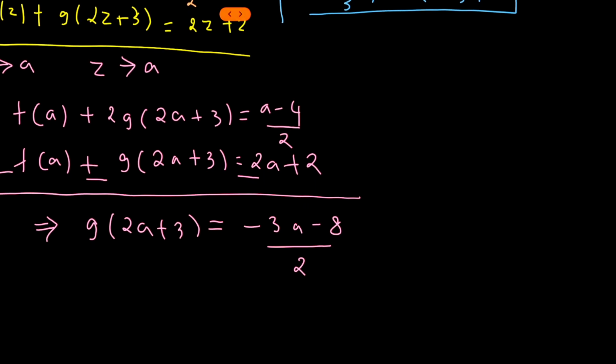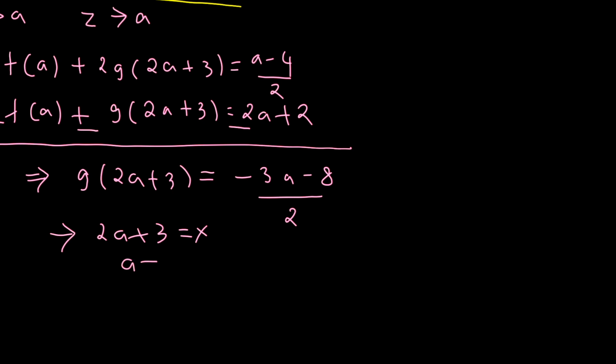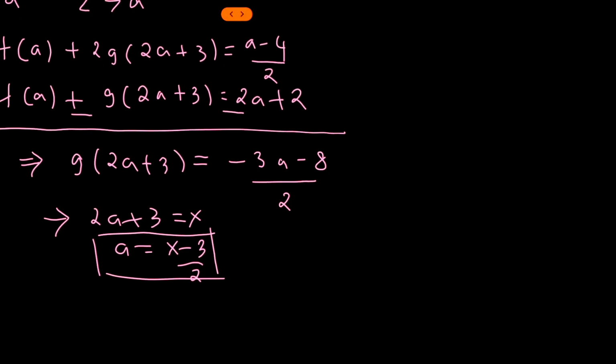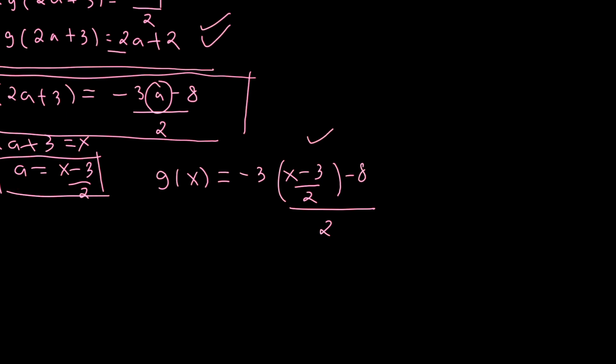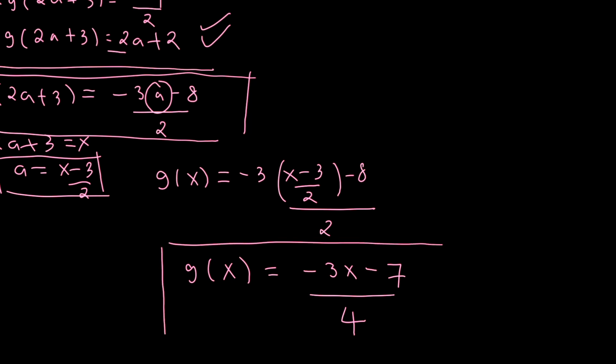Okay, so this thing over here is the value of g of 2a plus 3. So we can again replace 2a plus 3 with the variable x. Now as per this substitution, the value of a is going to be (x minus 3) divided by 2. Now let us replace this in this equation. So the left hand side turns out to be g of x equals to negative 3 times, now instead of a, we need to replace this particular value of a, that is (x minus 3) divided by 2, minus 8 divided by 2. Okay, and finally after simplifying the right hand side, the value of g of x will turn out to be (negative 3x negative 7) divided by 4, and here is the value of g of x.